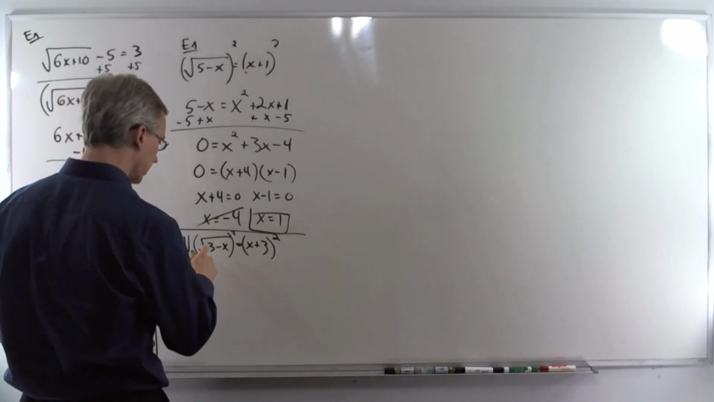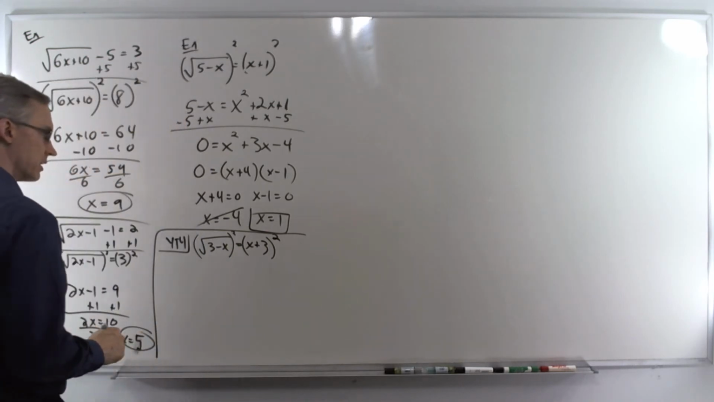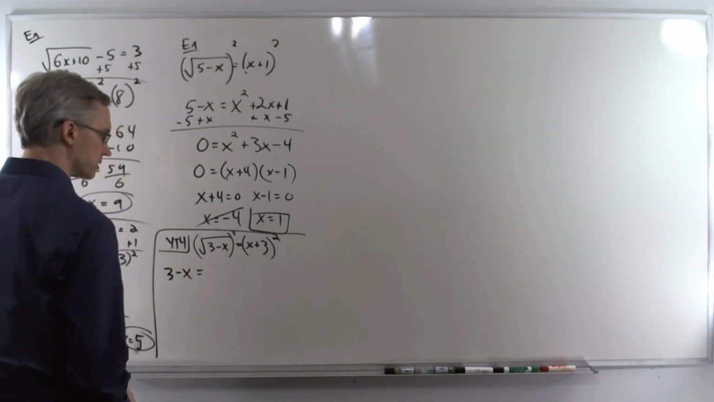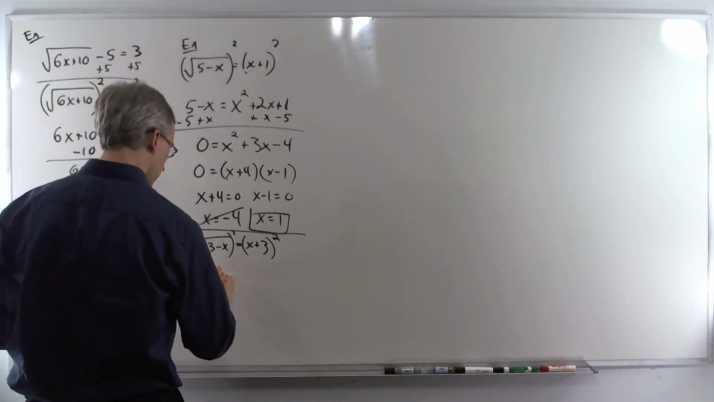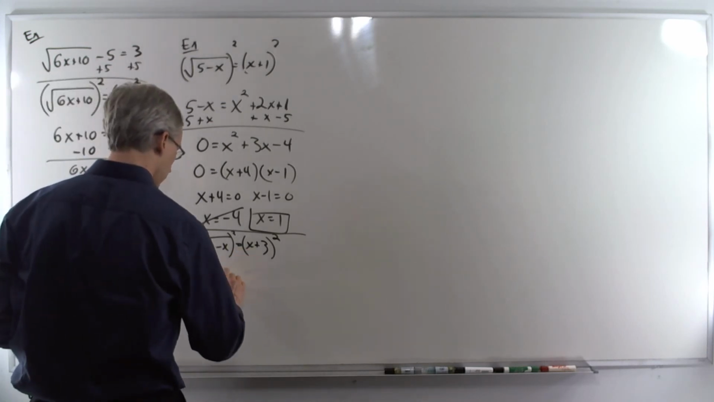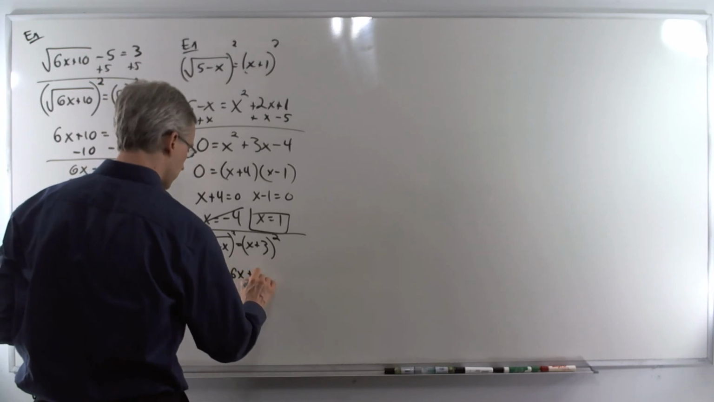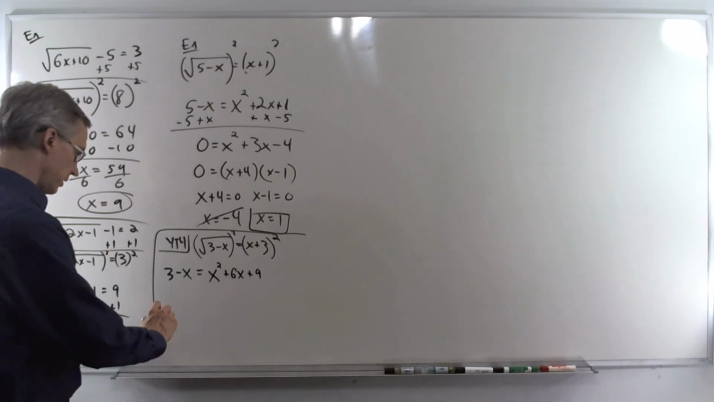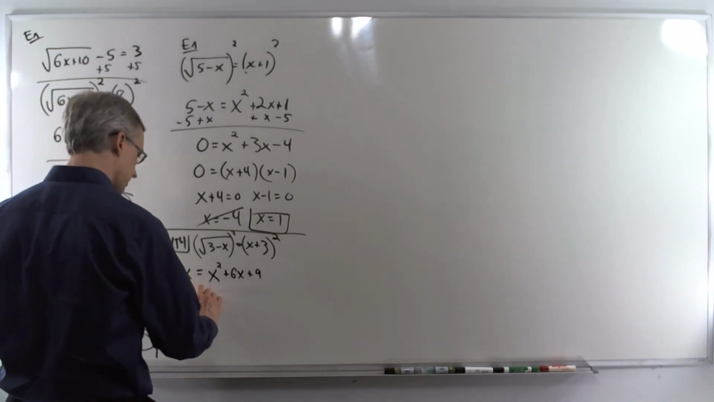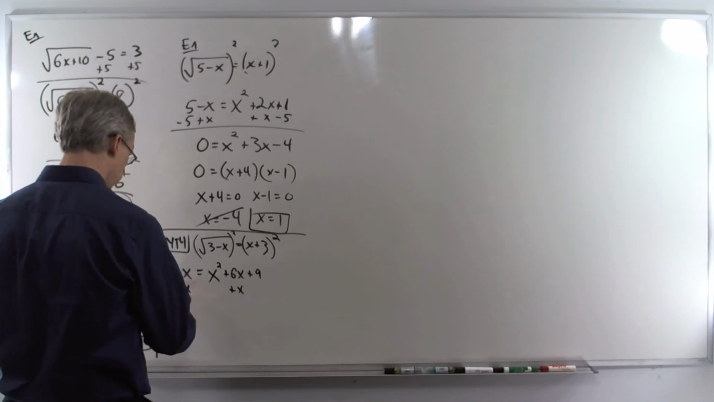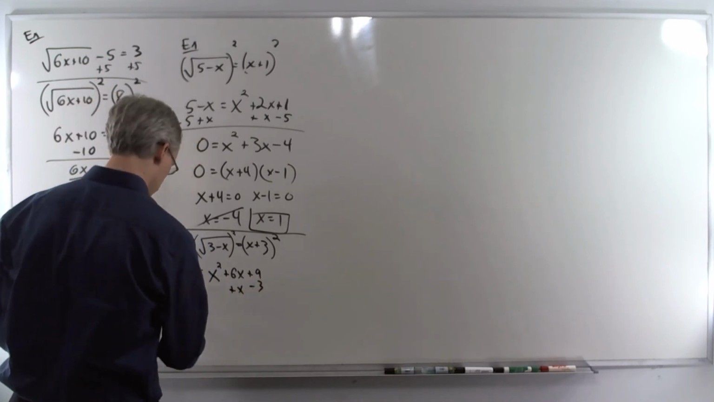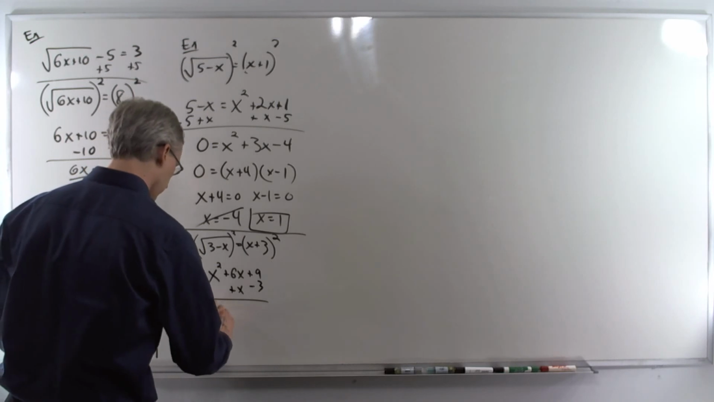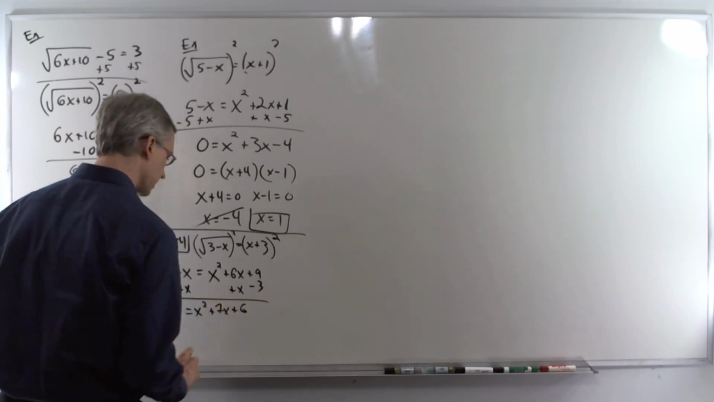There, we have the radical isolated, so we'll square both sides. We got a cancellation here, so that gives us 3 minus x equals x plus 3 squared. So that's x squared plus 6x plus 9. And now let's get everything to the right. So I'm going to add x to both sides and subtract 3 from both sides. So 0 equals x squared plus 7x plus 6.